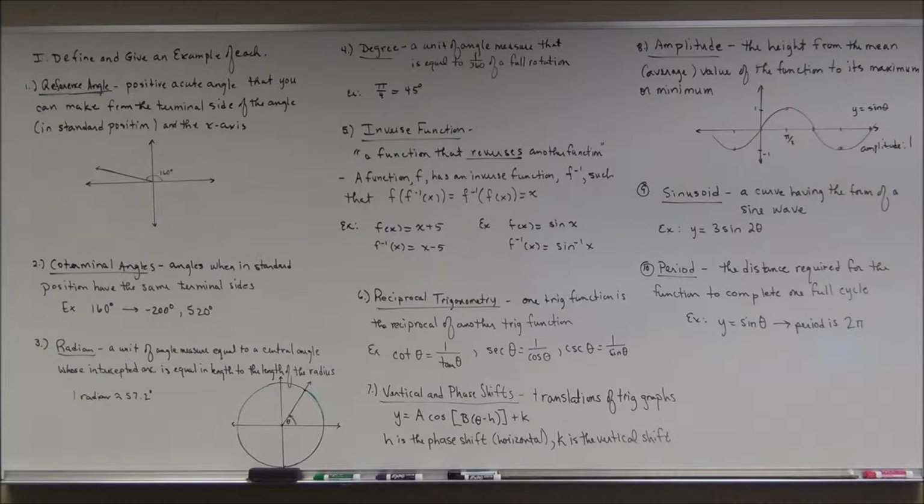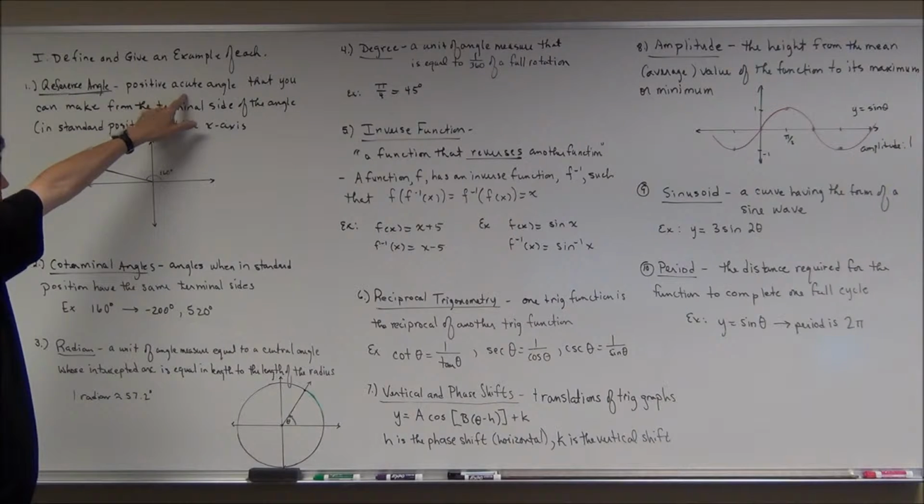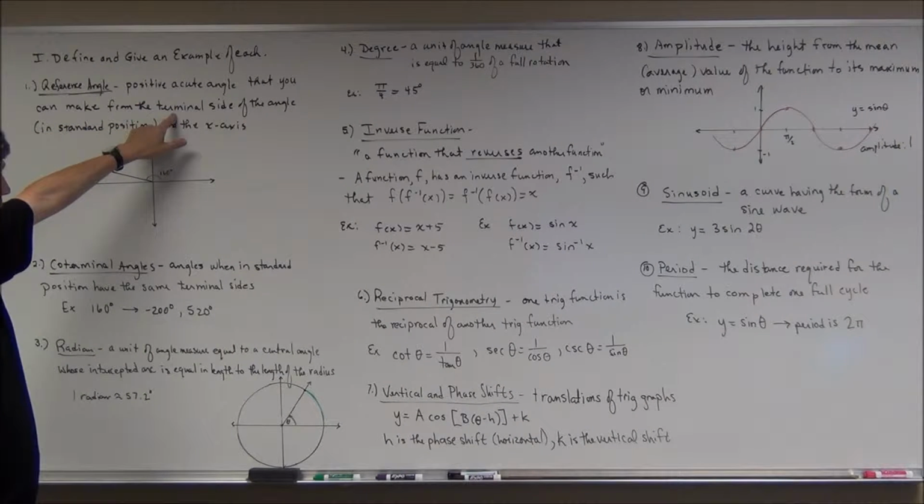The reference angle, okay, every non-quadrantal angle has one. We don't look at the angles that are 90 or multiples of 90, or pi over 2 or multiples of pi over 2. But every other angle has a reference angle. If it's acute, it's itself. The angle itself is its own reference angle. It is a positive acute angle that you can make from the terminal side of the angle.